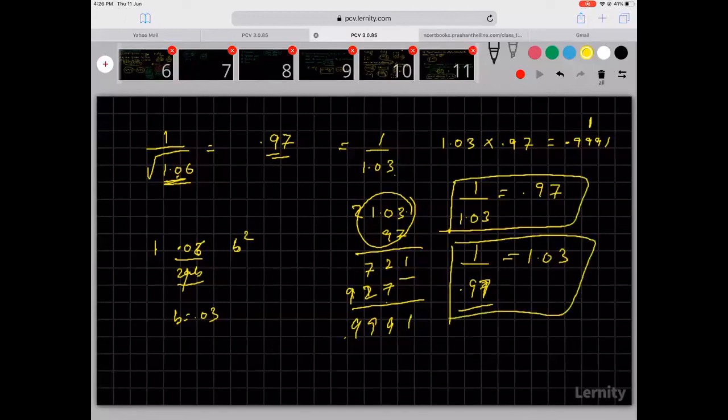See, this is 3 more than 1, this is 3 less than 1. So 1 by root of 1.06 is 1.03, because of the root it has become half. Now because it has become half, when I do the reciprocal, this 0.97 will become 1.03, and this will be plus minus here if this is the error.